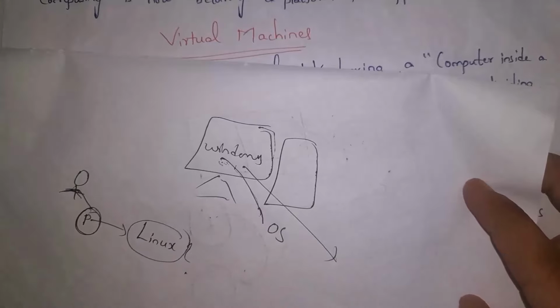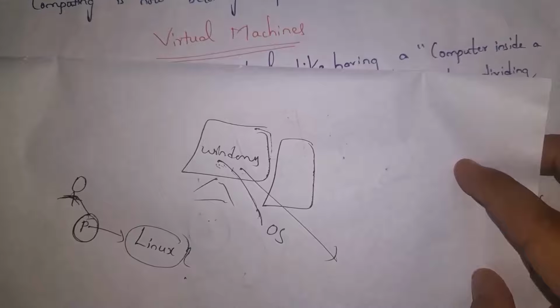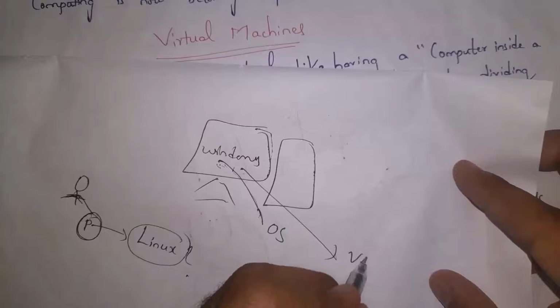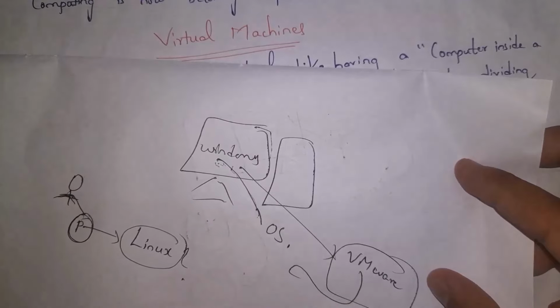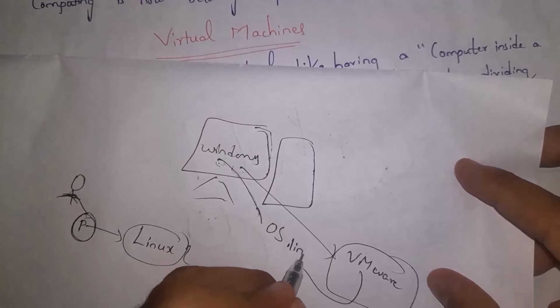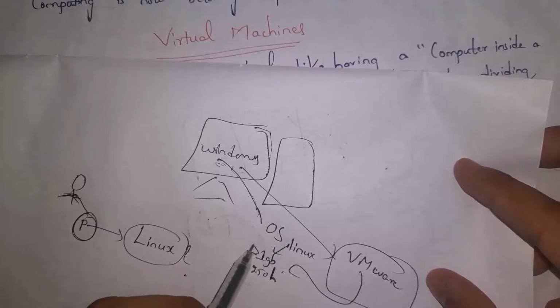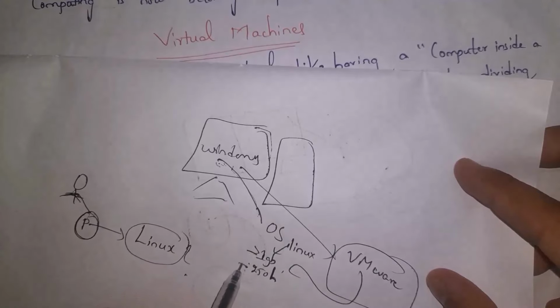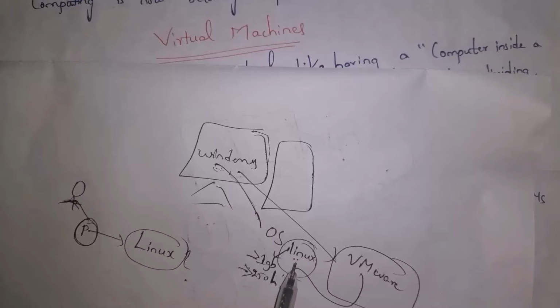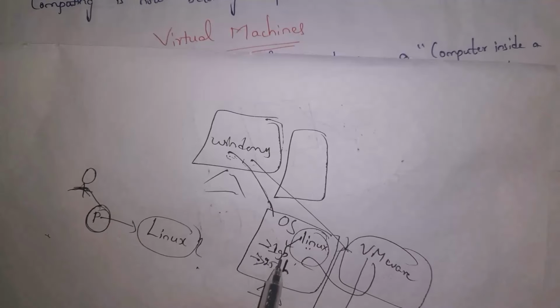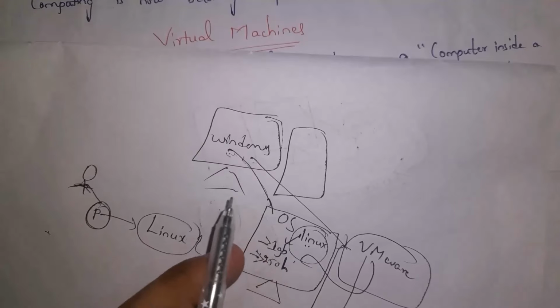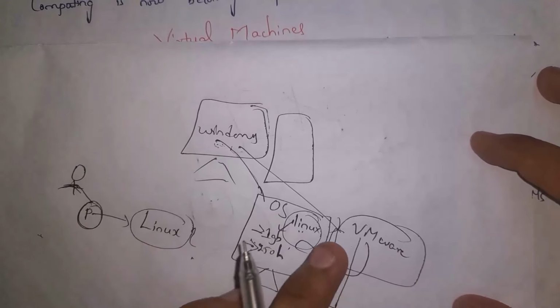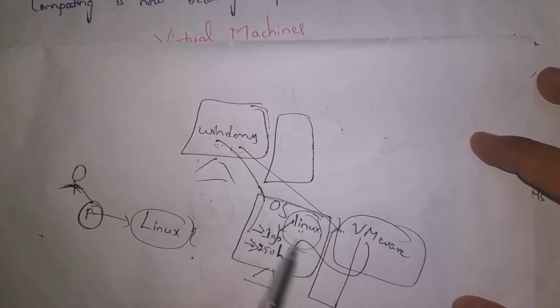Guys, there are various kinds of virtual machine software like VMware, Oracle VirtualBox, etc. So I will install VMware software on my computer, and in this VMware software, I will create a Linux operating system. By giving a configuration like 1 GB RAM, 250 GB hard disk, I will install the Linux operating system in VMware software. That is nothing but I created one Linux computer in my Windows computer itself. So a virtual machine is like having a computer inside a computer.